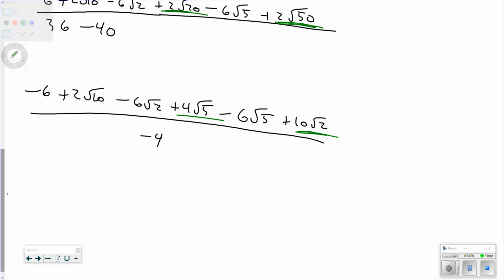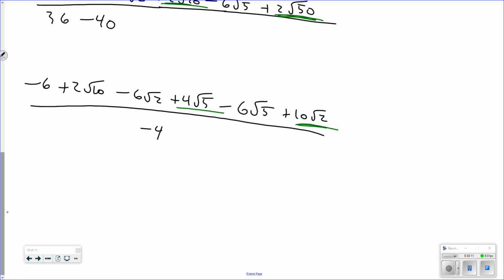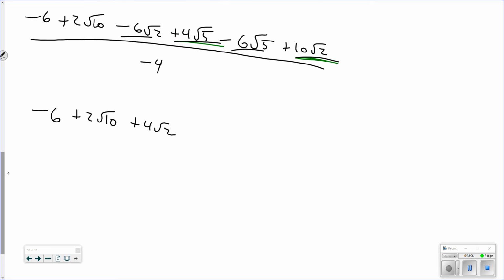All right, so combine like terms. I have negative 6 plus 2 root 10. Negative 6 root 2 and 10 root 2 gives you a positive 4 root 2. 4 root 5, negative 6 root 5 gives you negative 2 root 5. All over negative 4.